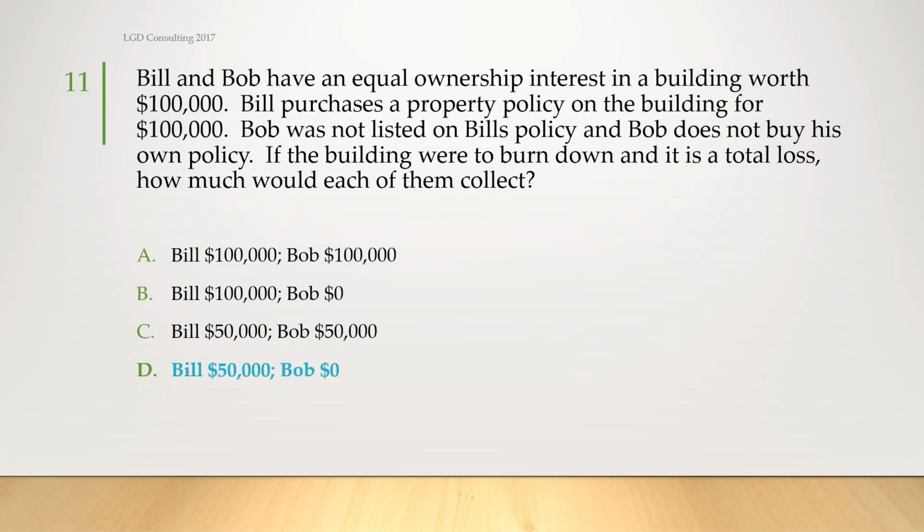So let's say there's a $20,000 loss on this building. Again, Bill can only collect his portion, or his half, of the loss. So with a $20,000 loss, Bill gets $10,000. Bob still gets nothing because he's not on the policy.